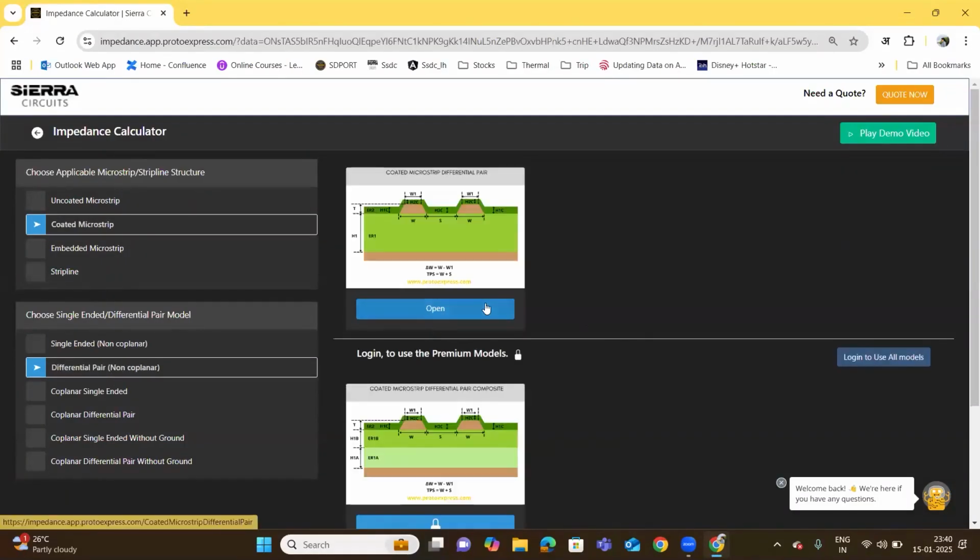And we can see that the simple and the composite models are also available here. Let's go with the simple model here. Our impedance tool is integrated with the signal loss, crosstalk, and the S parameter calculator as well. I will be showing it to you in a while. We also have different units over here in the tool that you can use for the calculations. And you can choose the desired unit system.